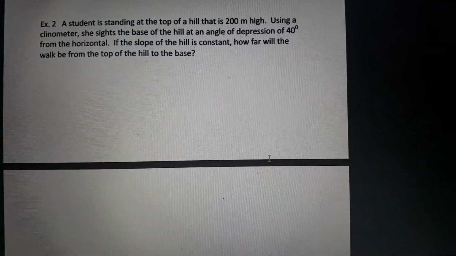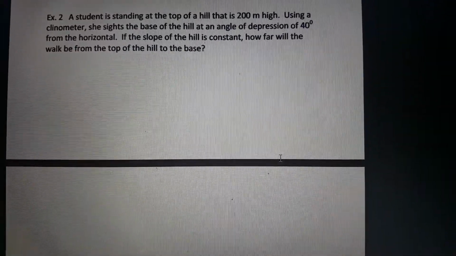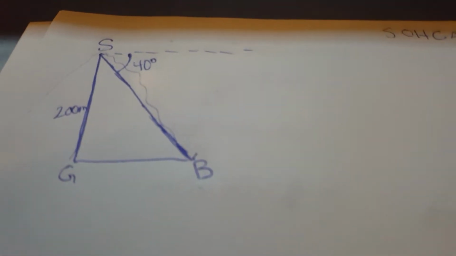If the slope of the hill is constant, so obviously we know that the slope of the hill is going to be a little bit bumpy, but assuming that the slope of the hill is constant, like the triangle that I drew, how far will the walk be from the top of the hill to the base? So here's the rest of my hill, just to complete off my triangle. I don't know what you want to call this. Let's put B for the base of the hill.